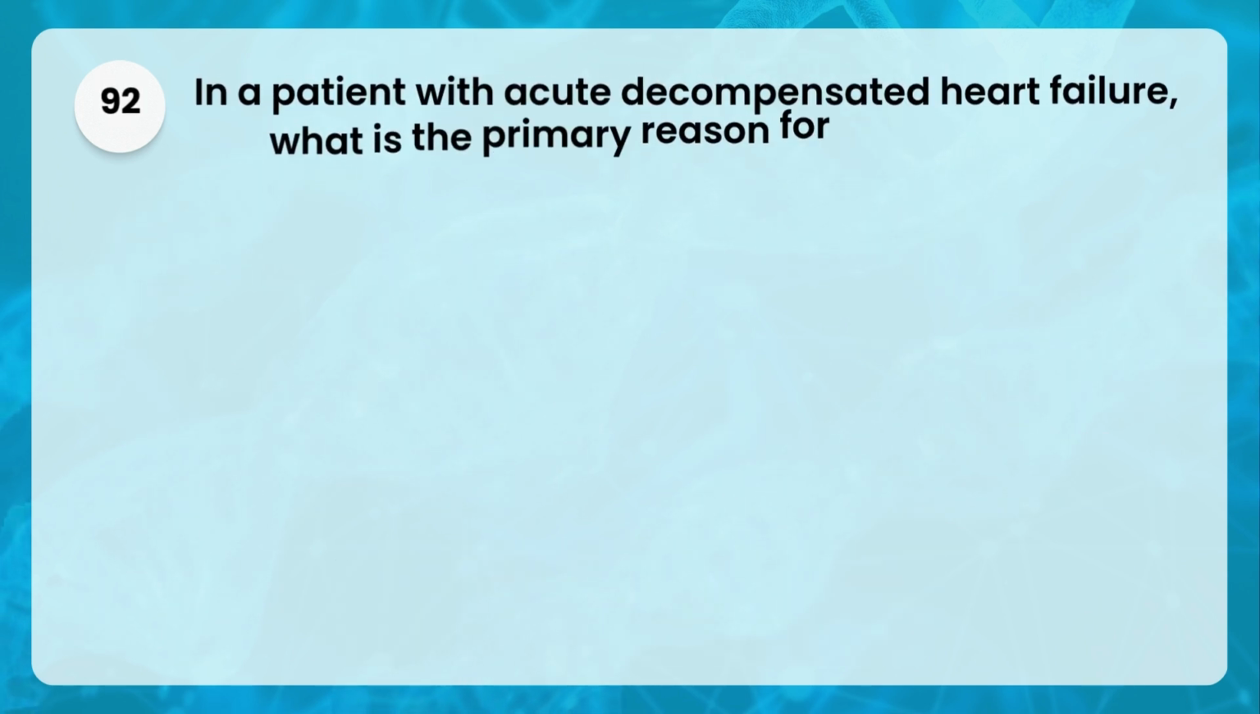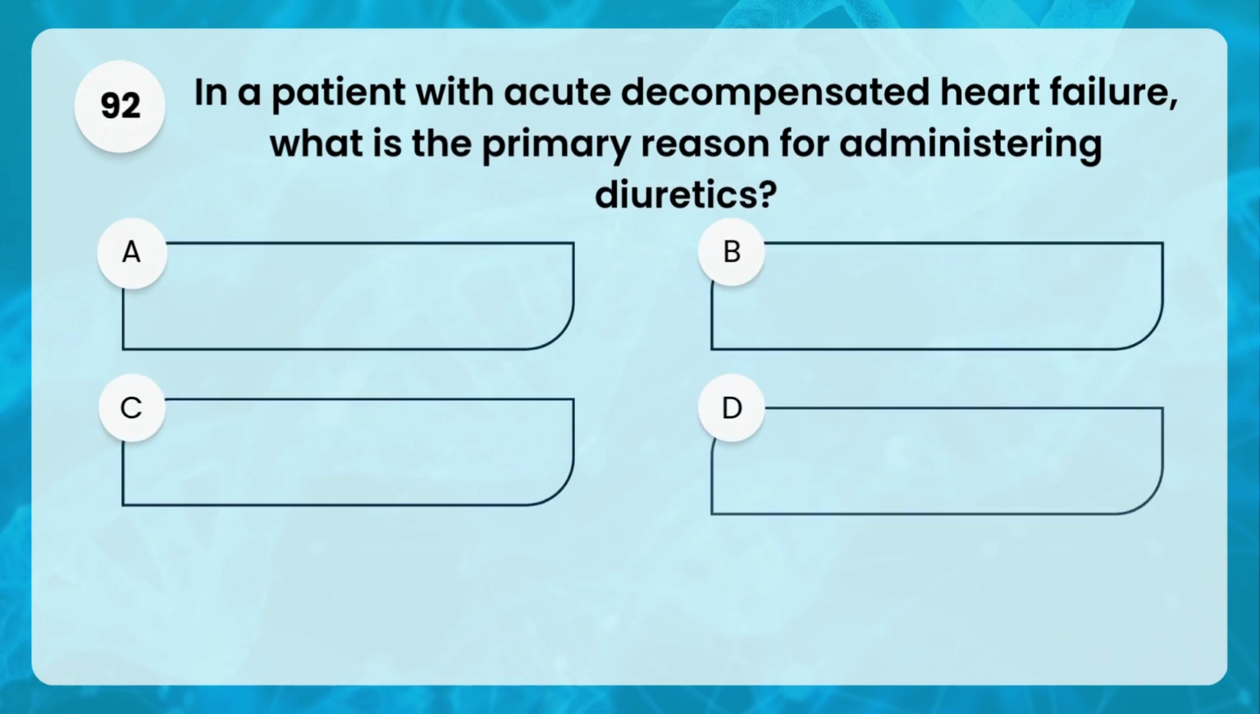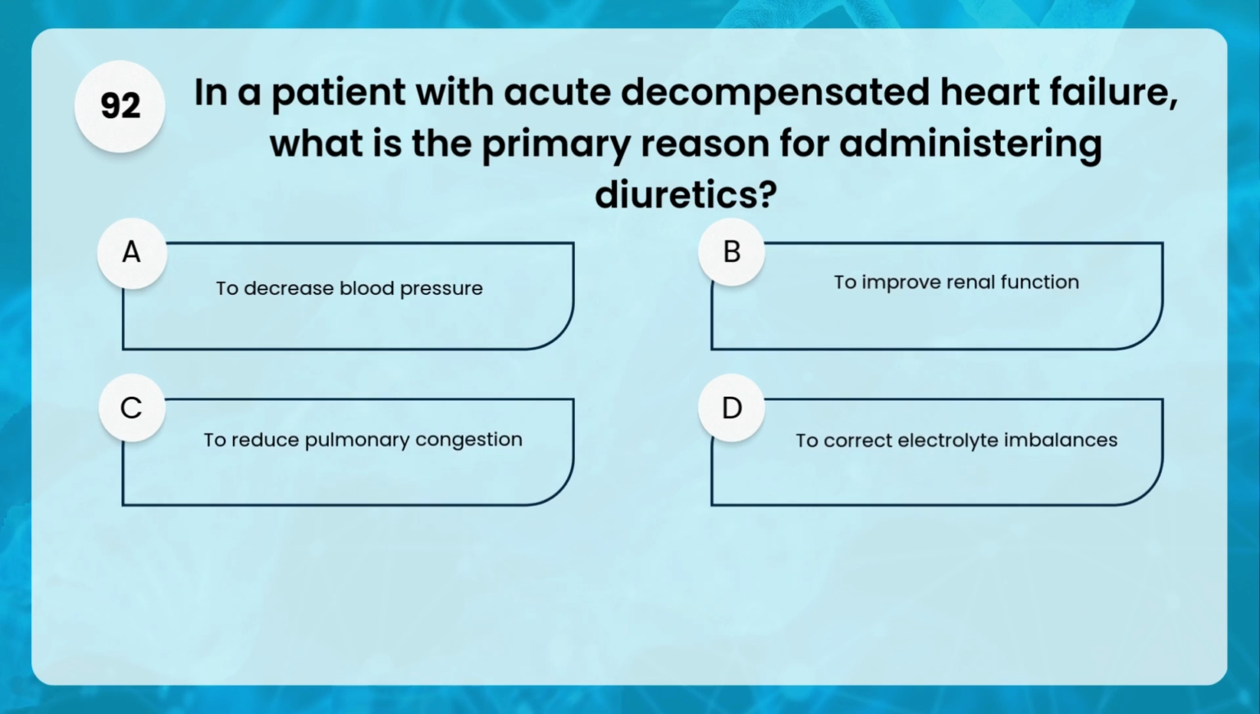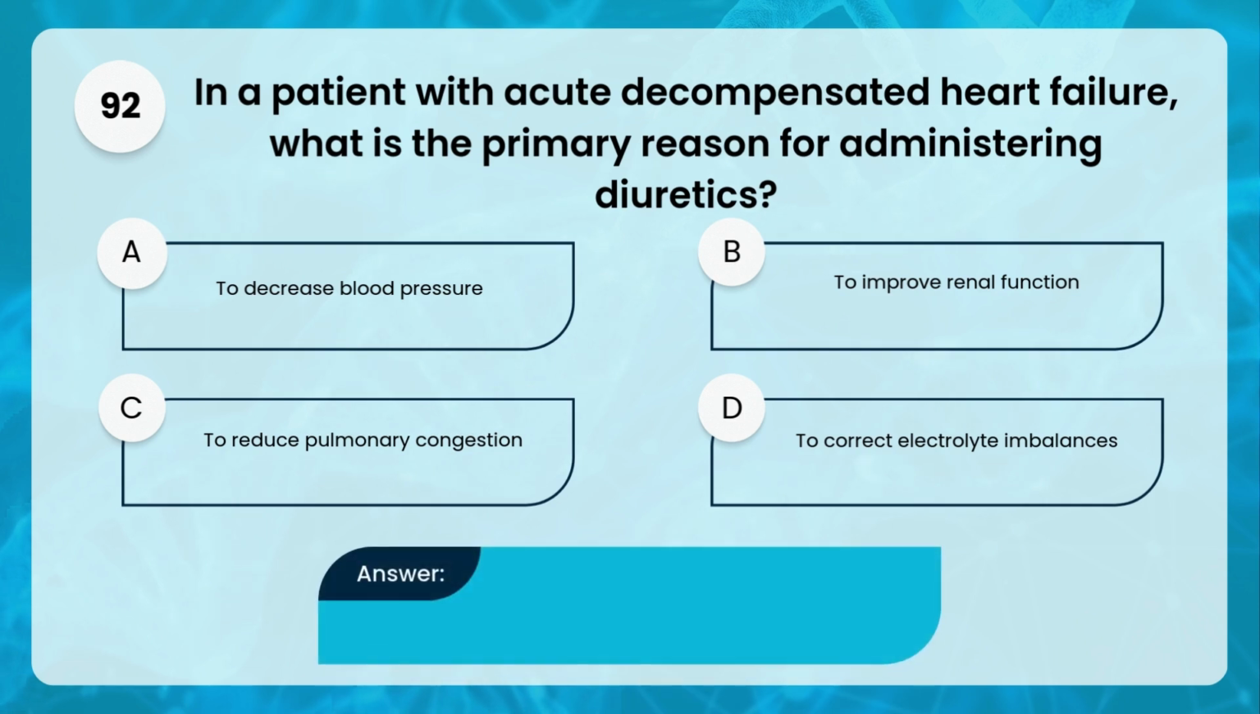92. In a patient with acute decompensated heart failure, what is the primary reason for administering diuretics? A. To decrease blood pressure. B. To improve renal function. C. To reduce pulmonary congestion. Or D. To correct electrolyte imbalances. The answer is C. To reduce pulmonary congestion.